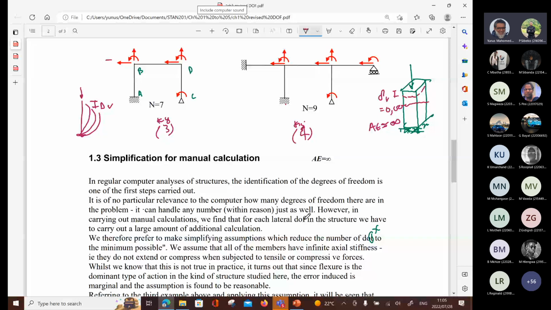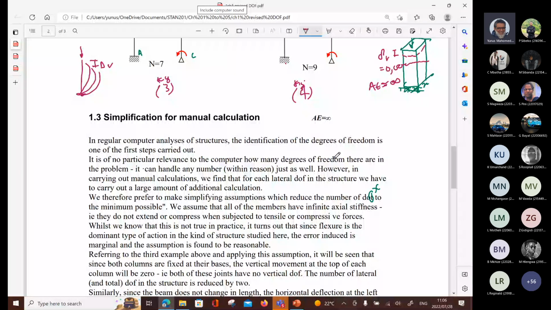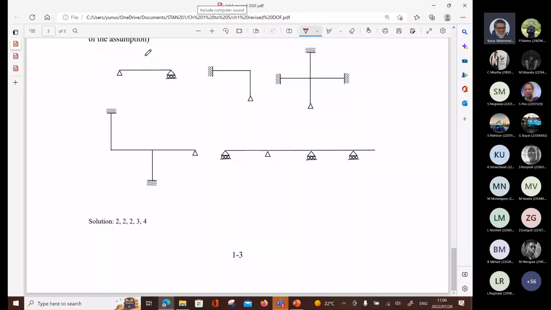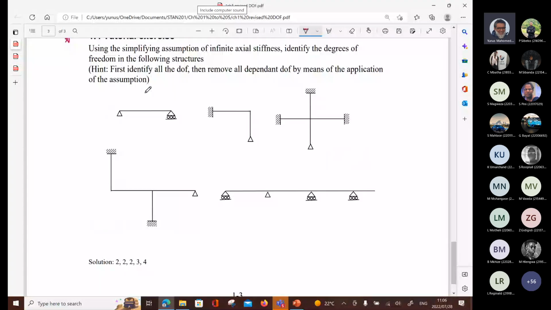Yes, I understand. Does it make sense to you? Yes. Okay. Good. Thank you. Right, so just give this one a shot. Just have a look at it. This is very, very basic introductory stuff. Try it out. It's just to get your understanding about degrees of freedom, and we will use it when we come to slope deflection and virtual work.